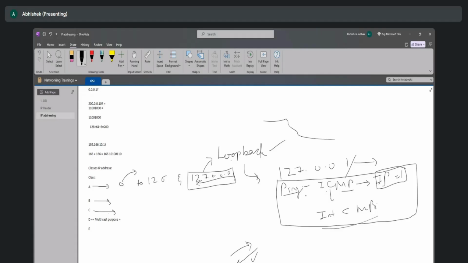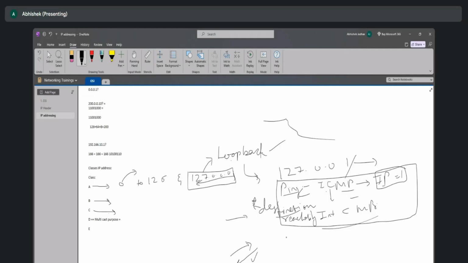Similarly, ping also works. It's like checking if this destination is reachable or not, if this destination is up or not, right? So you check ping reachability. This is terminology you have to make a note of: destination reachability, right? Ping, ICMP.